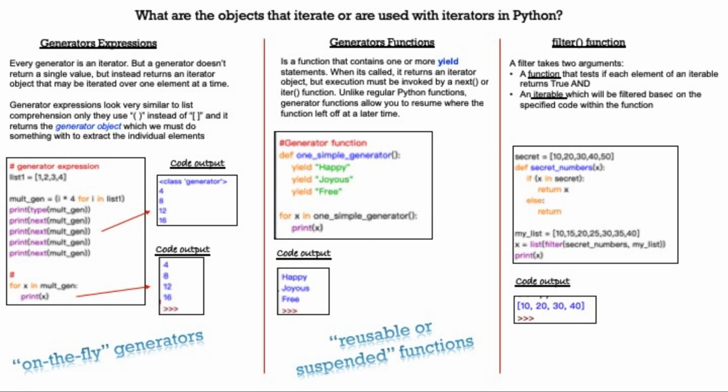Every generator is an iterator, but a generator doesn't return a single value. Instead, it returns an iterator object that may be iterated upon one element at a time. Generator expressions look really similar to the list comprehensions we just saw, but instead of the square brackets, they use parentheses. And it returns that generator object, which we must do something with to extract the individual elements. So we have an option.